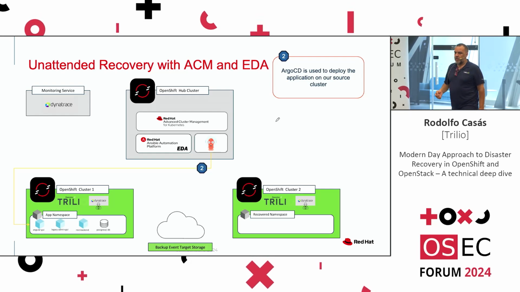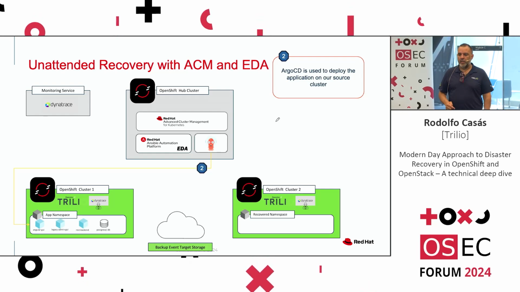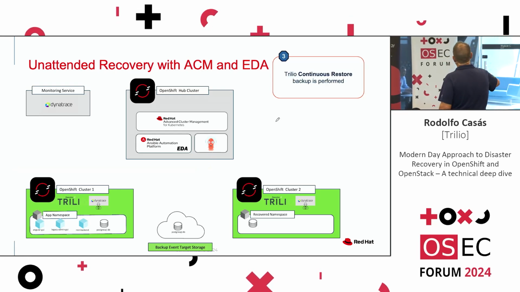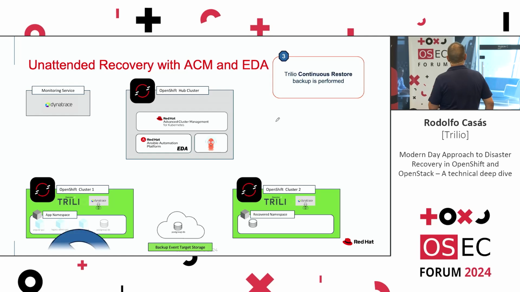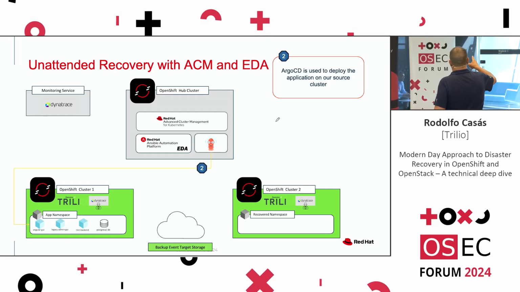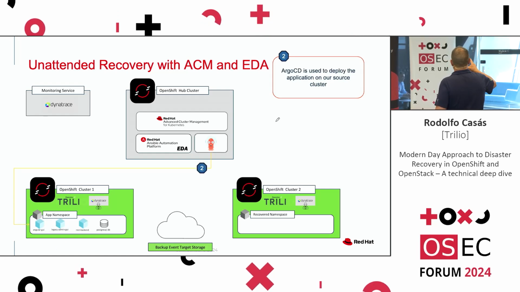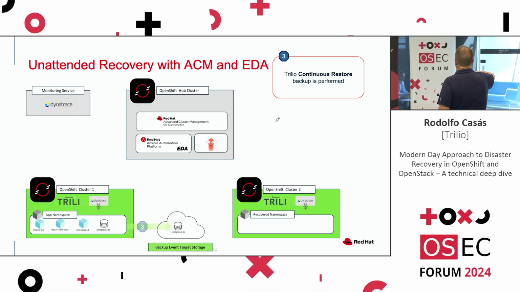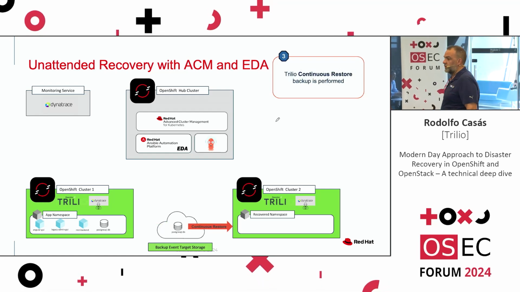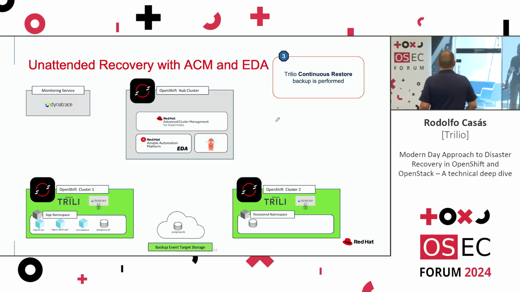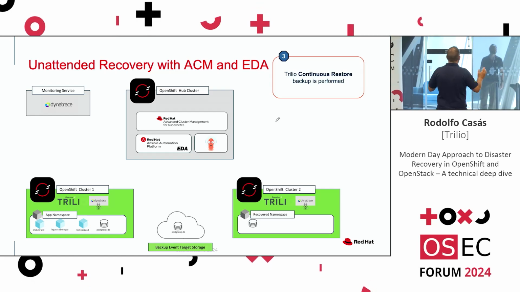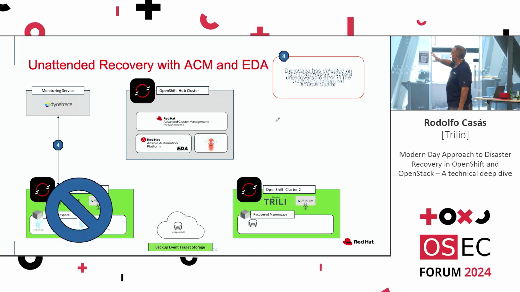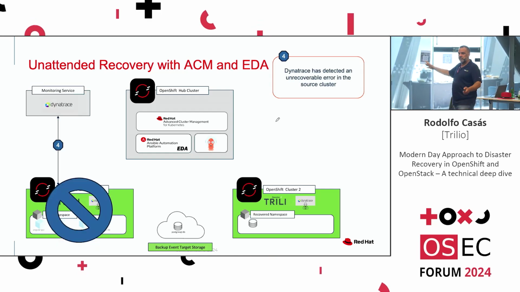Now, ACM wants Trilio to take a backup, okay? So Trilio will take a backup. ACM will tell Trilio, hey, take a backup. Application deployed, and then ACM tells Trilio to take a backup. Trilio takes the backup and the continuous restore, okay? Now, life is happy, but one day something happens. The primary cluster, the application, the hardware error, whatever you want, something fails.